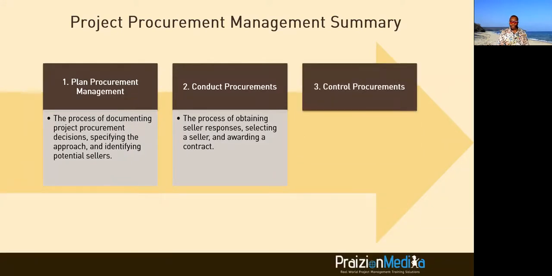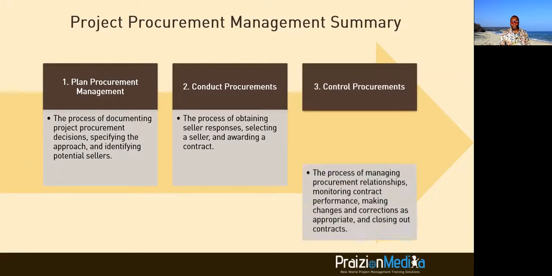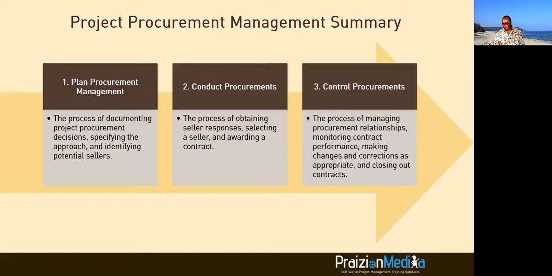The next one, control procurements. This is where you are actually managing the contract. You're managing the procurement relationship. I know it says control, which is a bit of a harsh word, but it's really more of managing the contract, making changes and corrections as appropriate, and making sure that you got what you paid for.